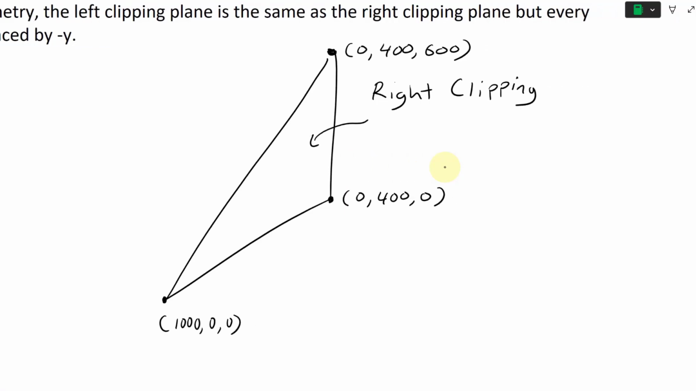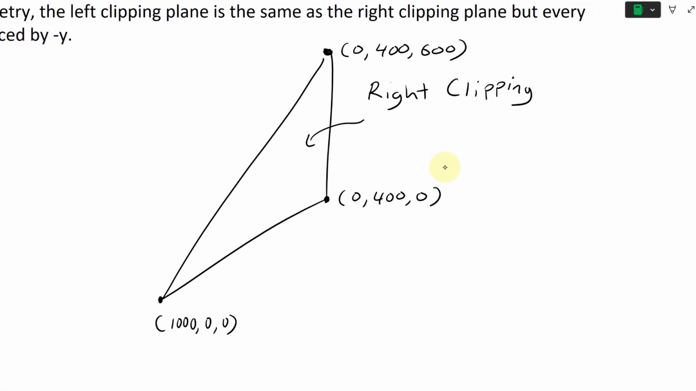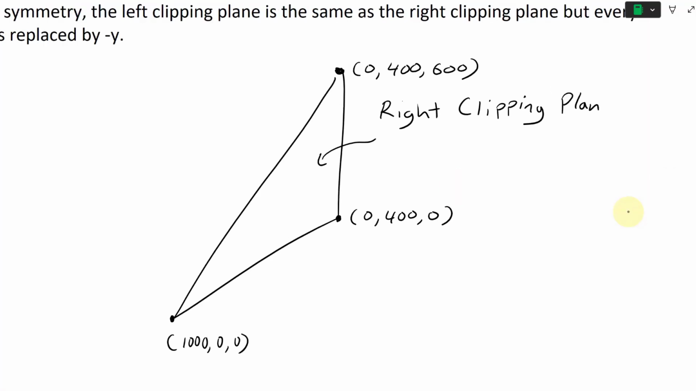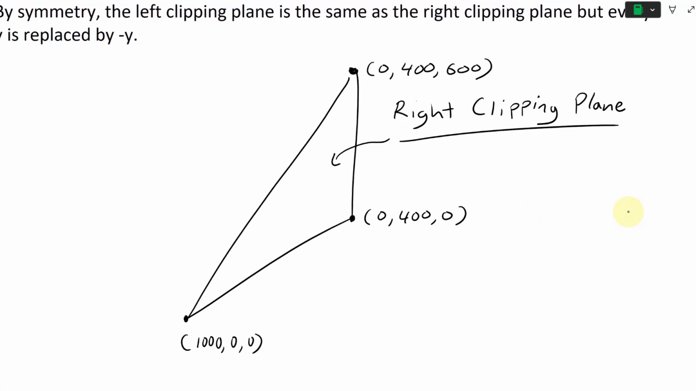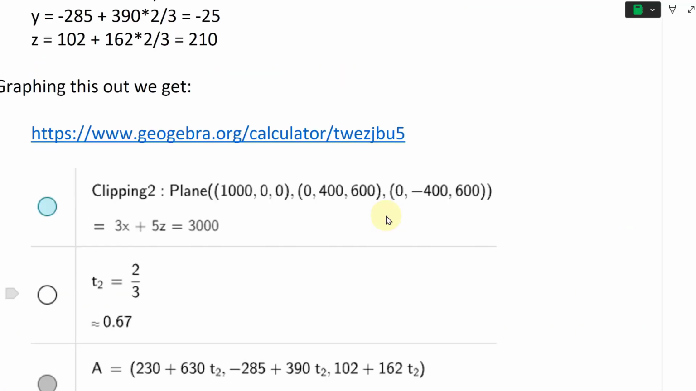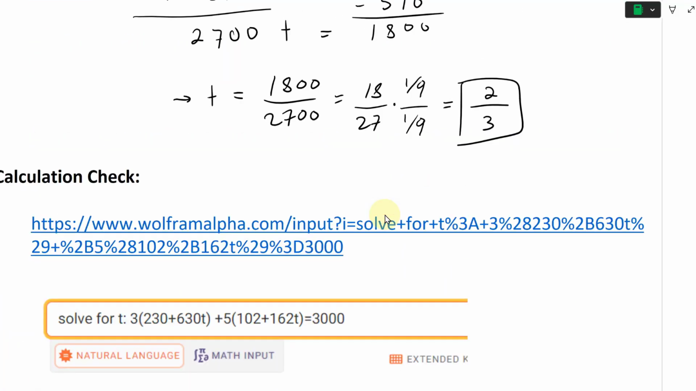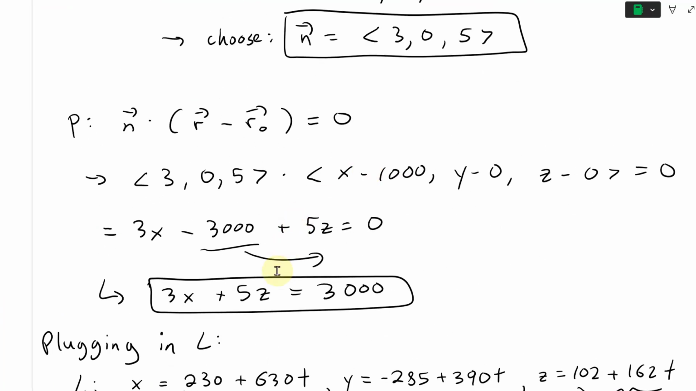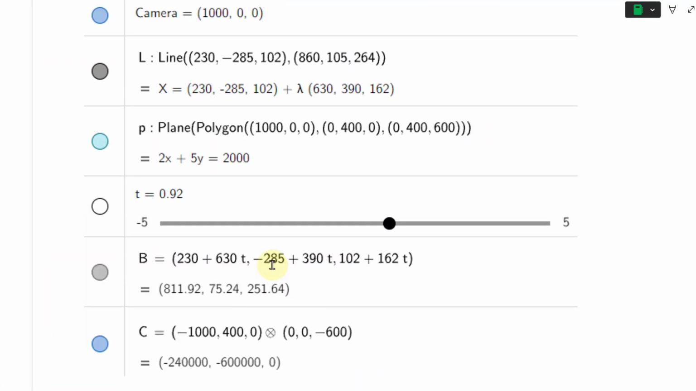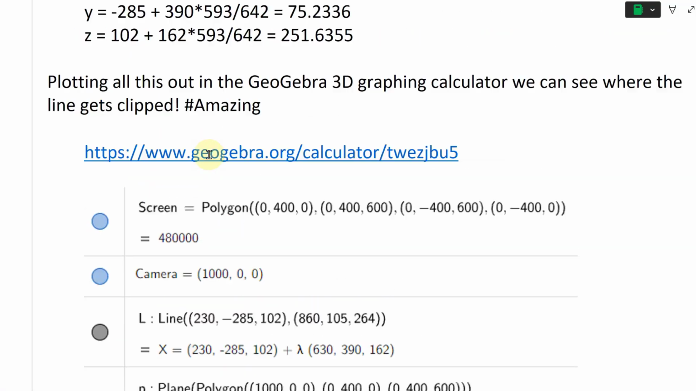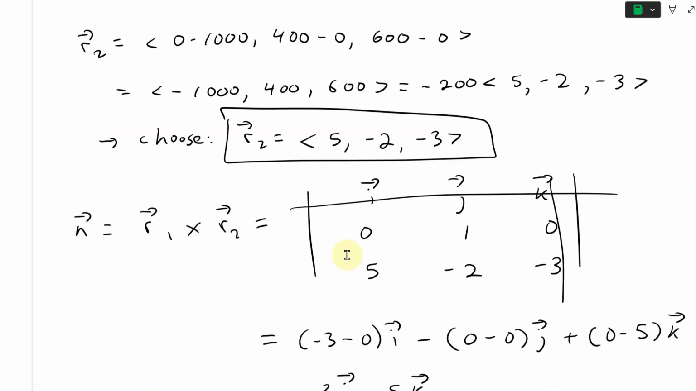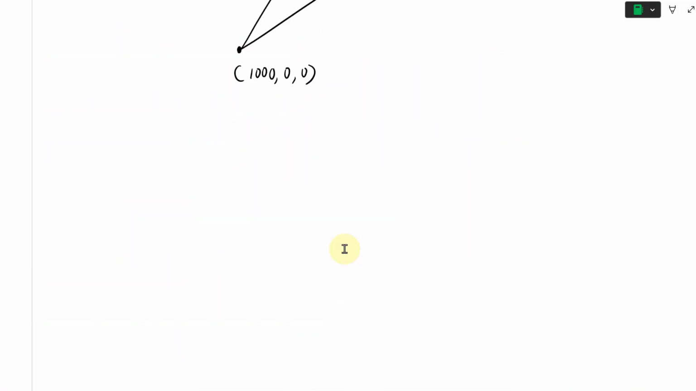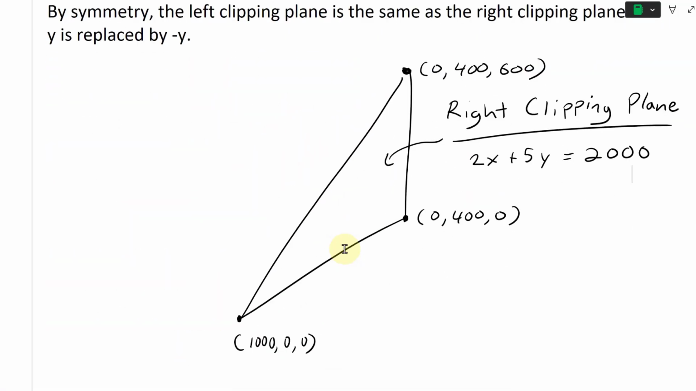Alright. So right clipping plane. I'll put it here, plane. And I'll just underline this, and this, recall the equation of this. This was 2x plus 5y equals 2000. And let's just scroll up to double check that. And that was right over here. So where's the clipping plane right here? So you have 2x plus 5y equals 2000. And that is this one right here. So that is our right clipping plane. So that's the right clipping plane.